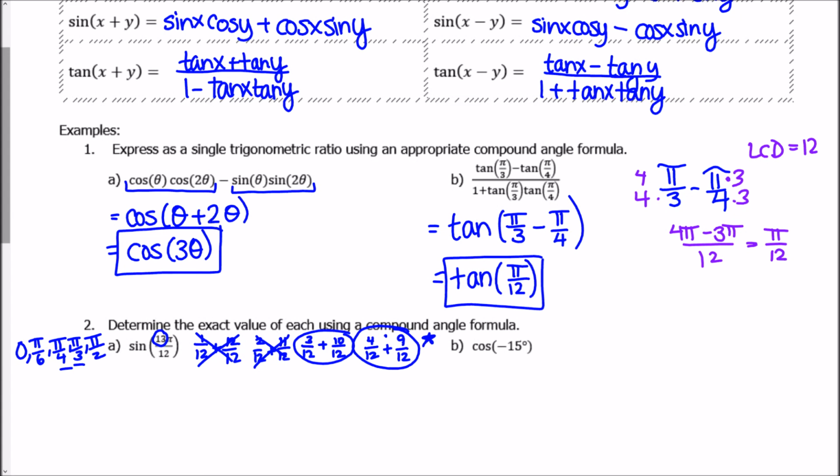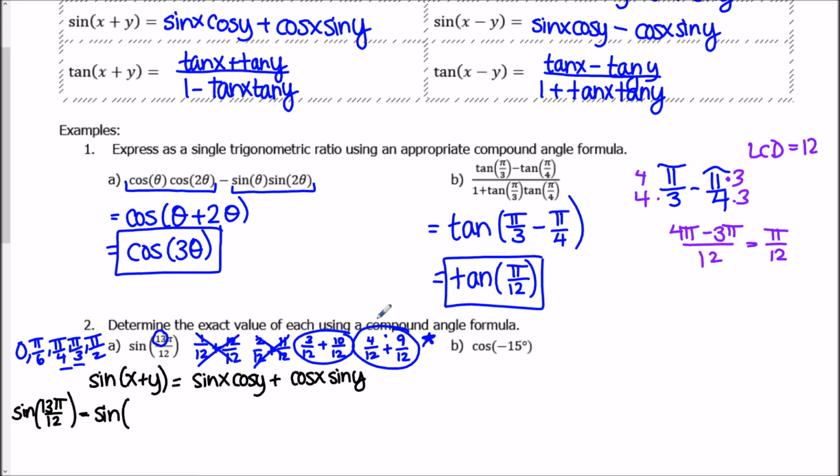So now let's take a look at what the formula says. The formula says sine of x plus y is equal to sine of x cosine y plus cosine of x sine of y. So I can say right here, sine of x plus y is equal to sine of x cosine of y plus cosine of x sine of y. And here, instead of using sine of 13 pi over 12, I'm going to use the sine of 4 pi over 12 plus 9 pi over 12.